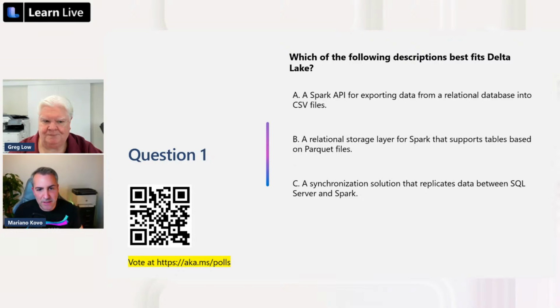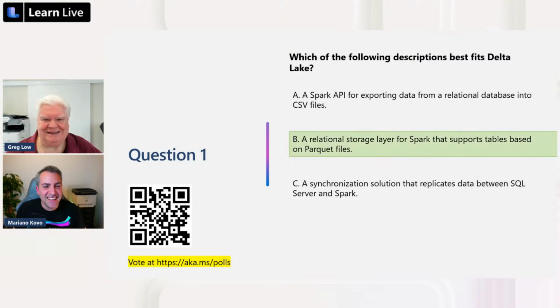Okay, here are coming the votes. Let's give it a couple of seconds more. Okay, I think we have a winner. Yeah, most of the votes are coming in. Right, we have most people going to the B answer. That is a relational storage layer for Spark that supports tables based on Parquet files.